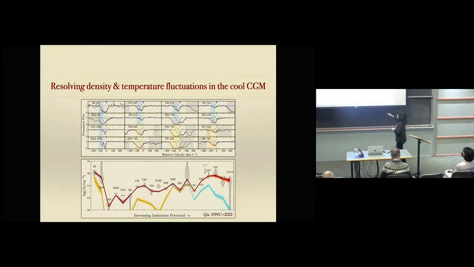And it turns out that we require at least two phases. There's a high density phase and a low density phase. This is a clear empirical piece of evidence that shows the presence of multi-phase gas, just by looking at the kinematic alignment coupled with the relative strength between different ionization species.